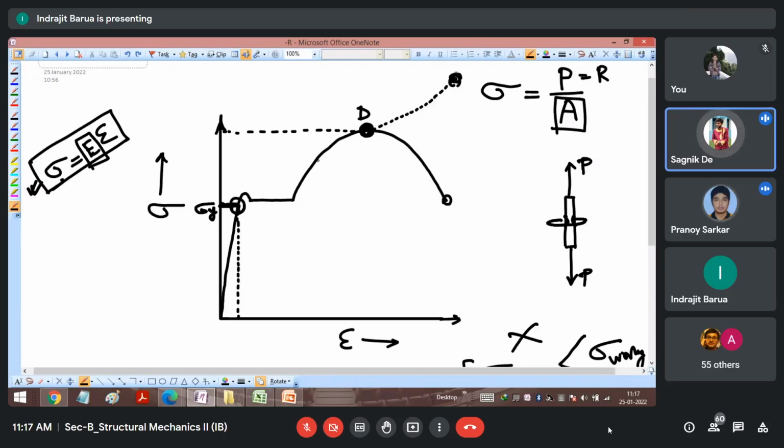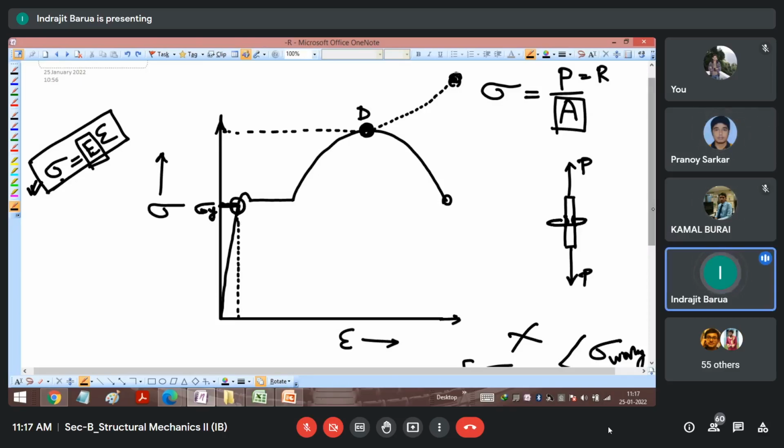Sir, energy absorbed when we stretch the material. Energy absorbed what? When we stretch the material by loading, external loading. Okay, how to calculate that? Within elasticity, the energy absorbed is the strain energy. Stress into strain into volume.